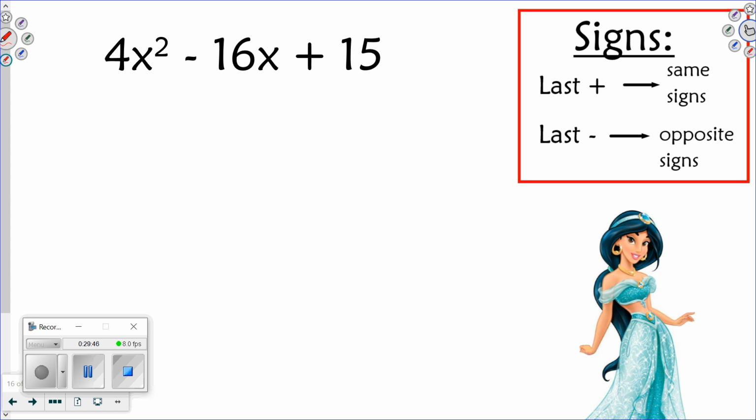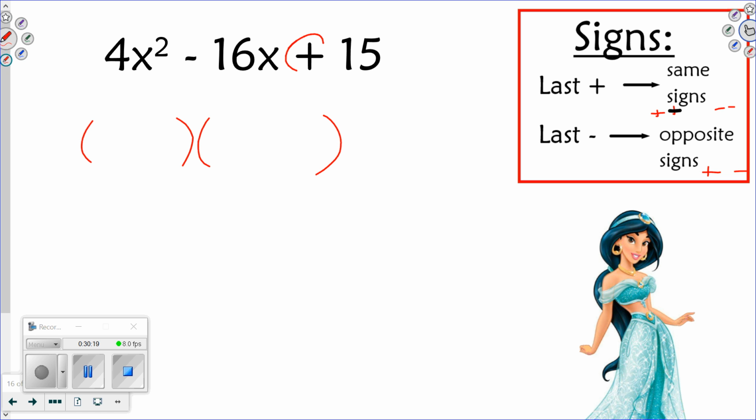All right, so if your last one's positive, when it says same signs, that means either both plus or both minus. The signs are the same, not the same as the problem, same as in they are the same sign as each other. And the last one's negative, they're opposite. Not opposite of the problem, but as in opposite signs. One's a plus, one's a minus. Okay, I need you to get the signs right, because if those are wrong, everything else is going to be wrong.